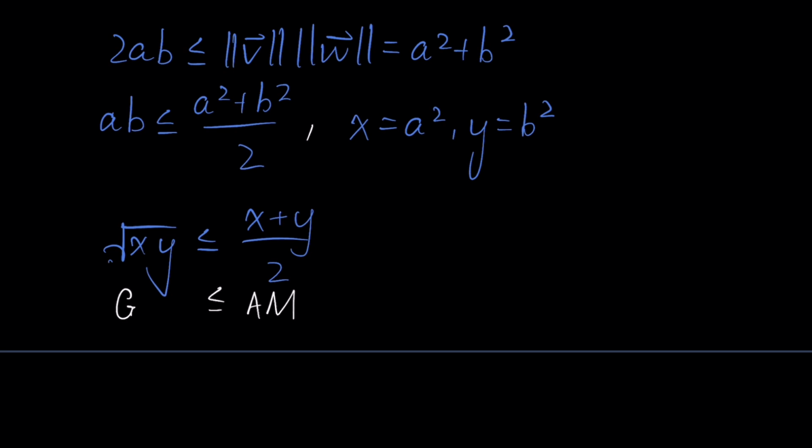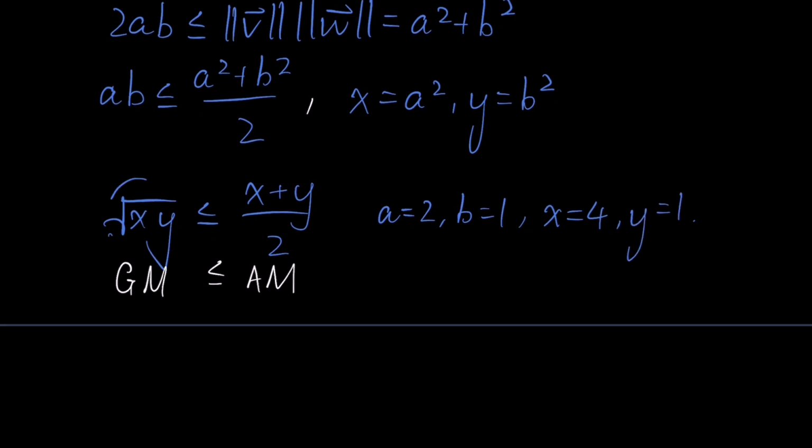For example, if we have a is equal to 2 and b is equal to 1, x is equal to 4, and y is equal to 1. This means the geometric mean, the square root of xy, is equal to 2, and the arithmetic mean, which is x plus y over 2, is 5 over 2, which is 2.5, and indeed 2.5 is greater or equal to 2. Nice. And basically that's it in this video.